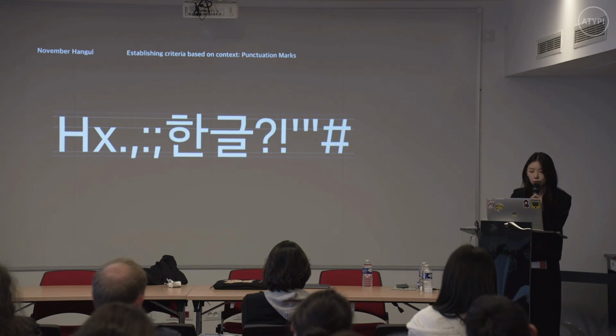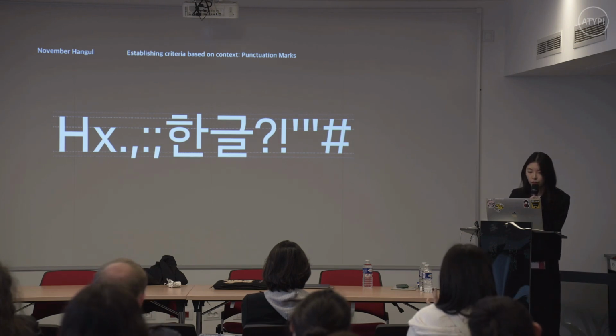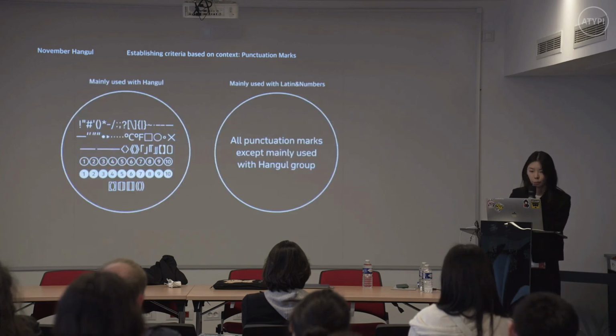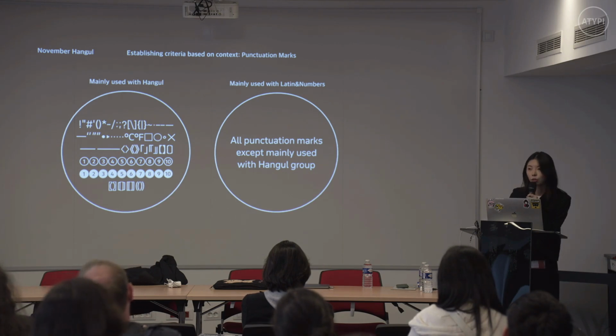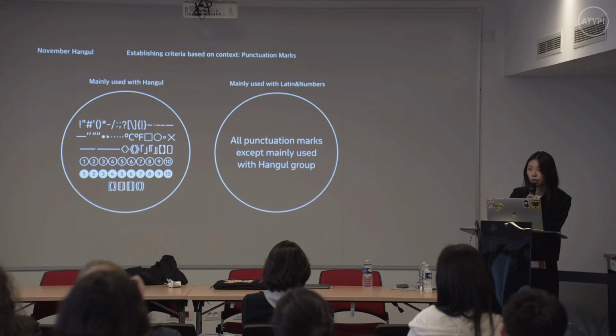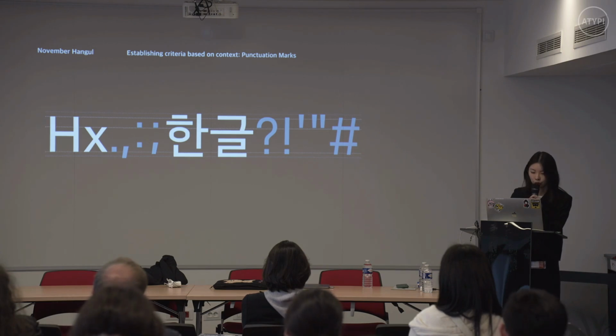But in Latin, colon, exclamation mark, and question mark are aligned according to the position of the period. We found that the size of these marks is smaller than the recognition area of Hangul. To solve this problem, we divided them into two groups based on frequency of use: one group mainly used with Hangul, and the other group with Latin and numbers. As you see, we modified the group mainly used with Hangul to suit Hangul, and kept the other group intact.